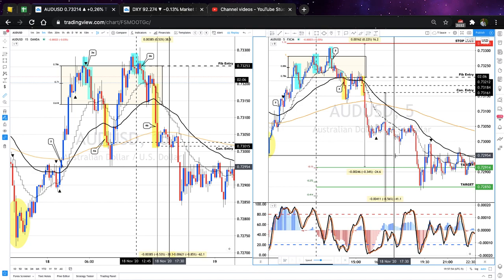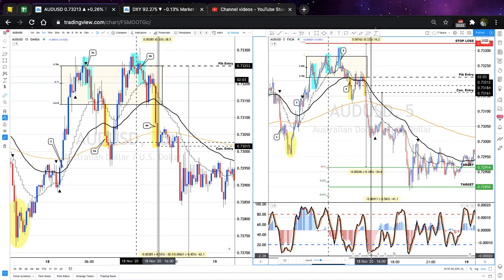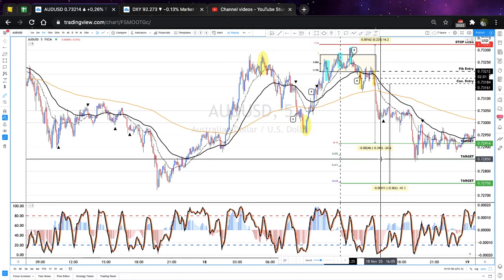And ultimately on the 5-minute, price hit all 3 TPs, giving you around 40 pips.